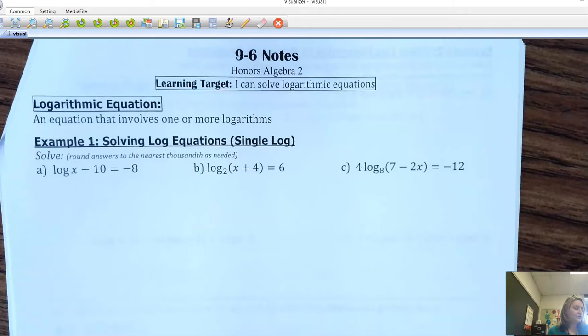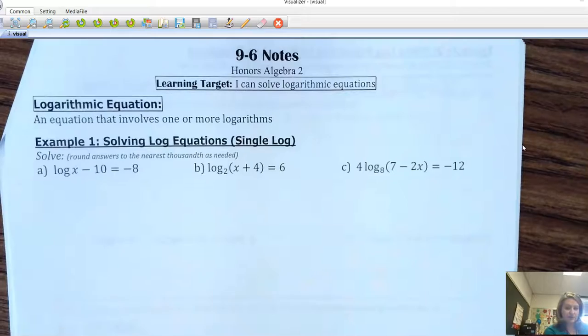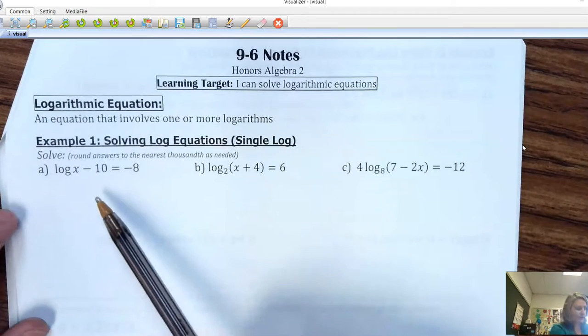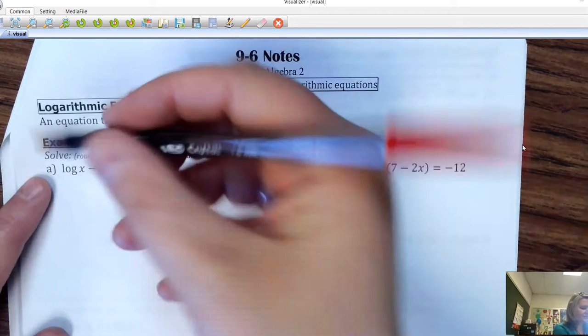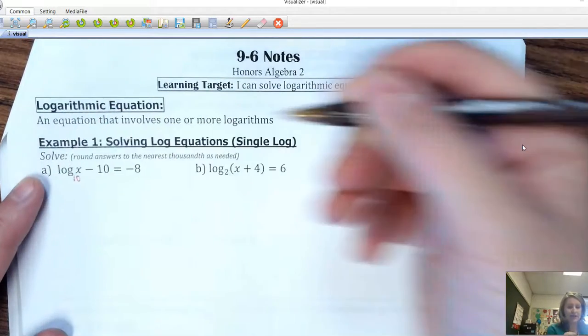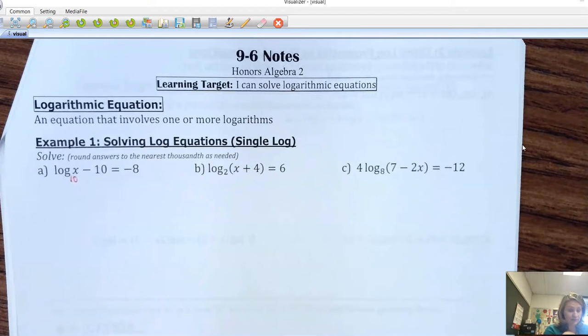So what you want to do to get rid of a logarithm is convert it to an exponential. So that's what we're going to do. And if you do not have a base, like I don't have a base in this first equation here, remember that's going to be base 10. So just keep that in mind. I like to personally write it in, but that's my thing. So first thing you want to do is isolate the logarithm. So I want to get the log alone on one side, and then I can convert it to an exponential.